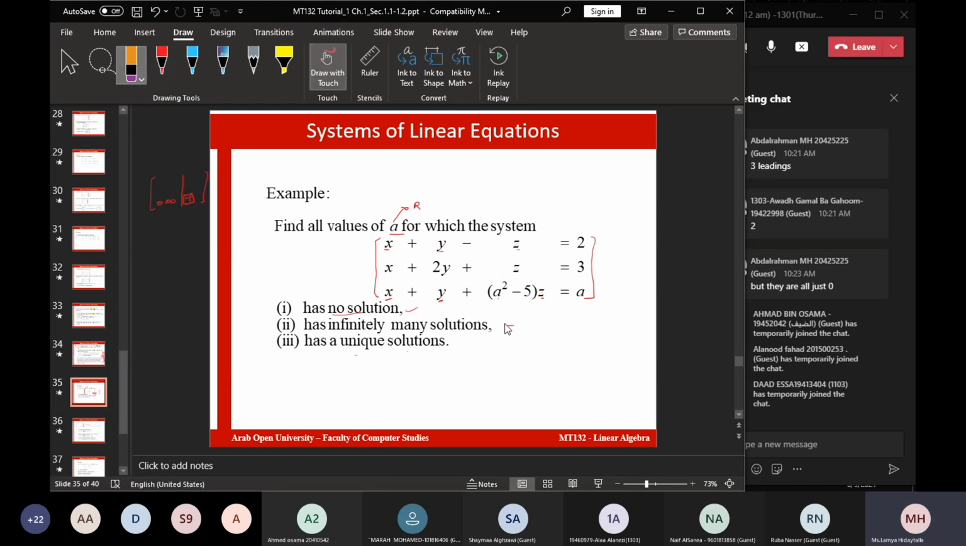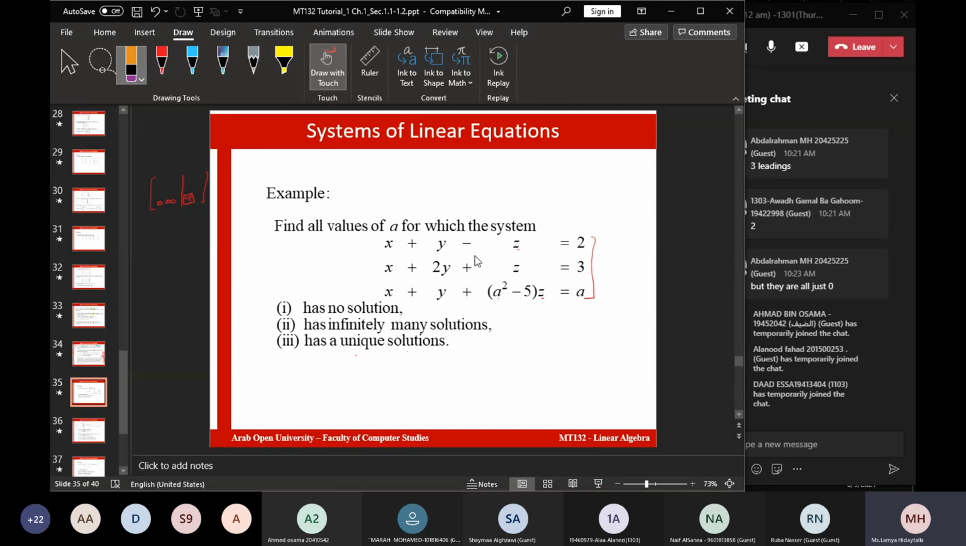How did we used to solve a system of linear equations? First, we put the system in the form of an augmented matrix, correct? So the matrix will be 1 1 minus 1 2, 1 2 1 3, 1 1 a squared minus 5a, correct? So this is the augmented matrix. Then we reduce the system to an equivalent system using row operations.